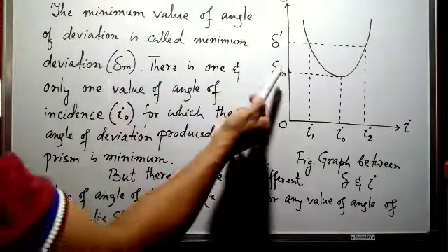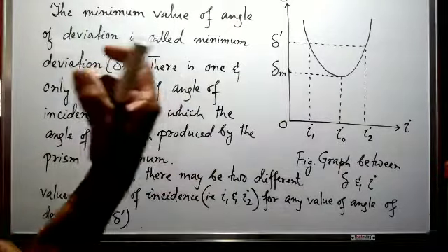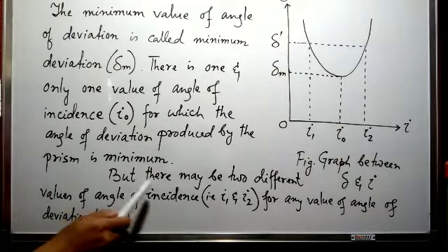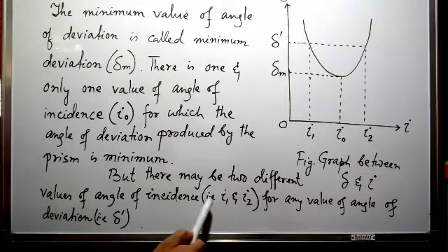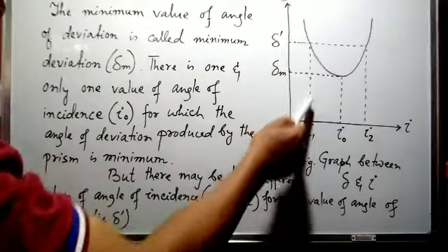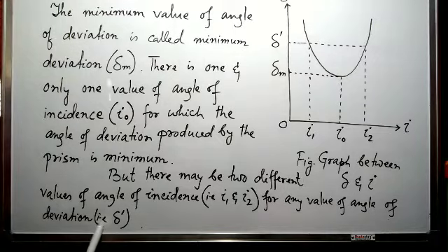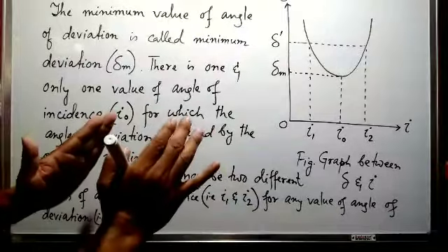Now, the angle of deviation corresponds to one value of angle of incidence, as in this figure, which is i naught. But there may be two different values of angle of incidence, that is i1 and i2. In this figure, i1 and i2 are equal. For any value of angle of deviation, that is delta, the angle of deviation is minimum.